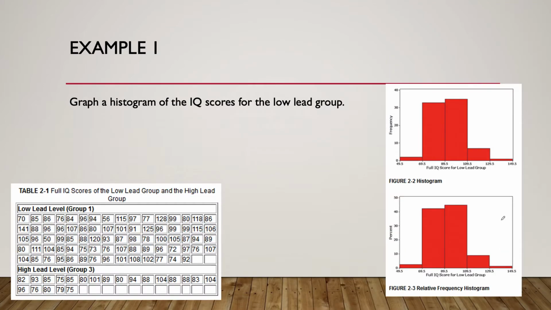So to give an example, we could graph the IQ scores for the low lead level group, and you could see we have the frequency and relative frequency histograms graphed over here. And again, both of them have that shape of being approximately normal.